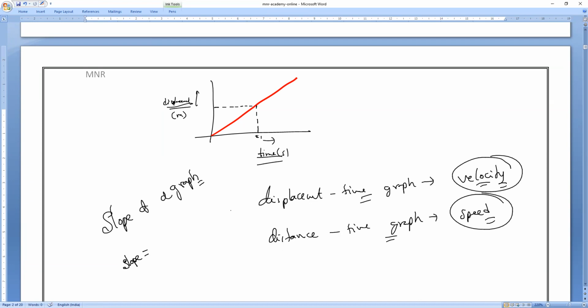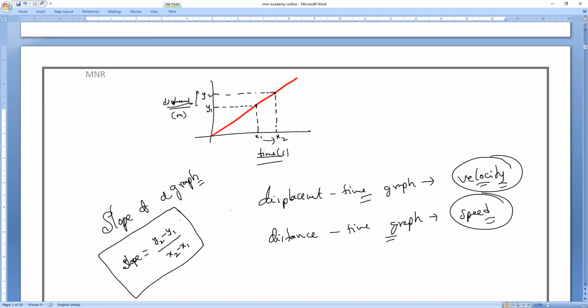See, I am extending vertically and horizontally towards the y-axis and x-axis. So this point I am assuming as y1. And in the same way I am choosing another point, extending vertically towards the x-axis and horizontally towards the y-axis. That point is y2 and this point is x2. So the slope is equal to y2 minus y1 divided by x2 minus x1. So that is the slope.